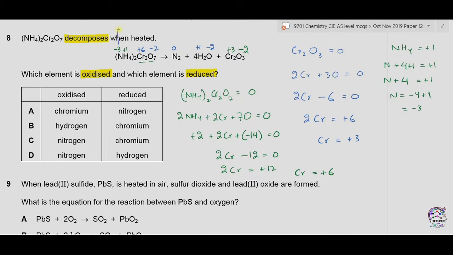So we can see that nitrogen goes from -3 to 0, so it is oxidation, while chromium goes from +6 to +3, so it is reduction. The oxidation state of hydrogen remains the same and of oxygen also remains the same in the reactant and product. So we can see nitrogen is oxidized and chromium is reduced, so therefore the answer is C.